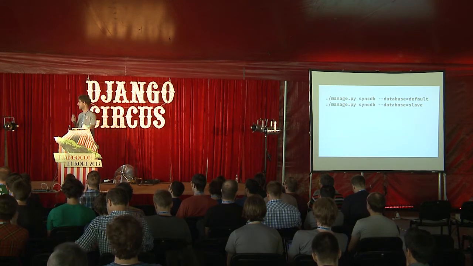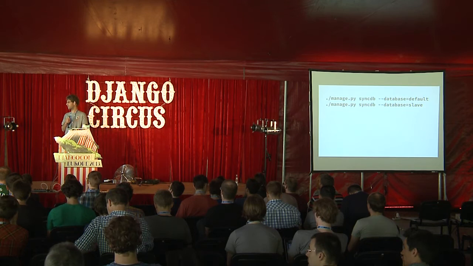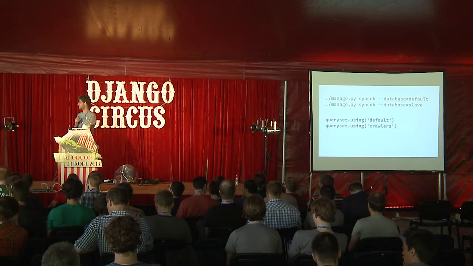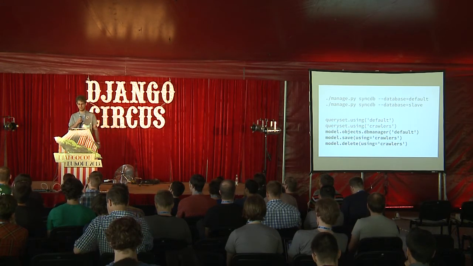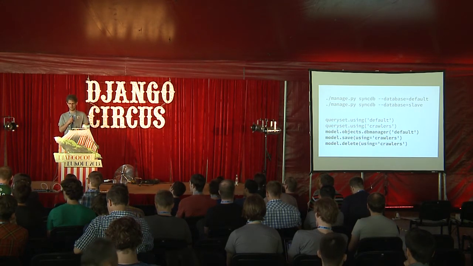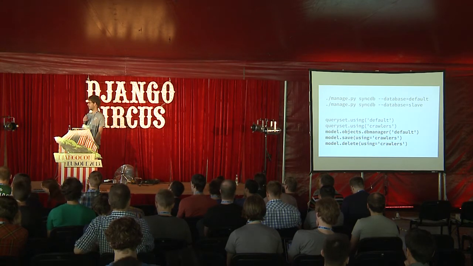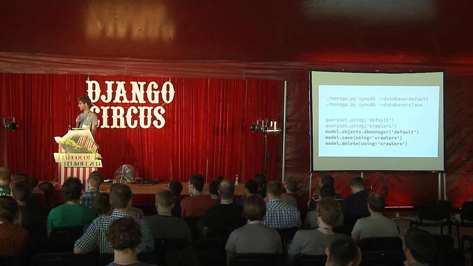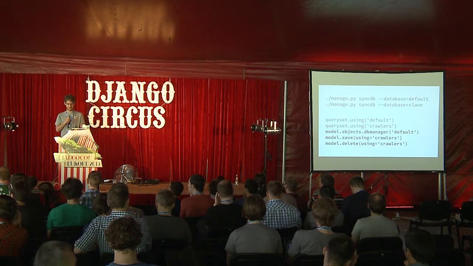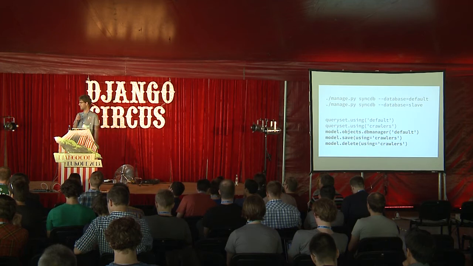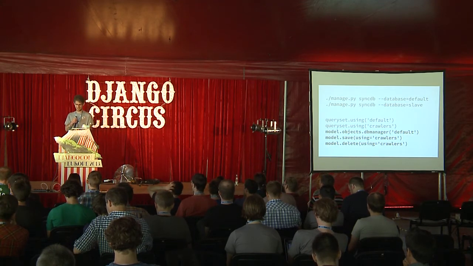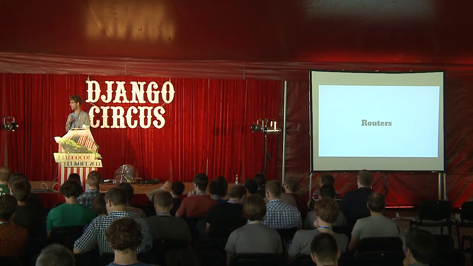You have this database option that you can pass to nearly every command in Django. You have using. You have db_manager. These are basically the same thing. They allow you to change the database that you use for the queries. Of course, when you think about it, it would be totally tedious and error-prone to write using everywhere. So that's why we have routers.